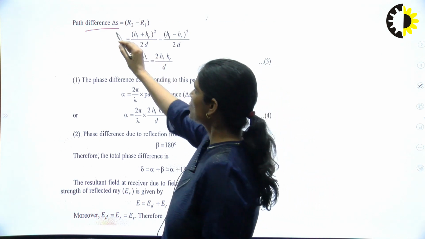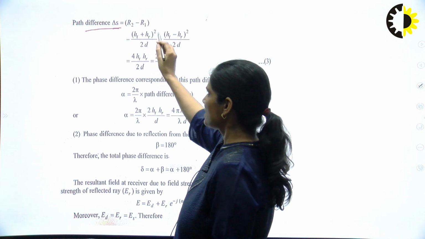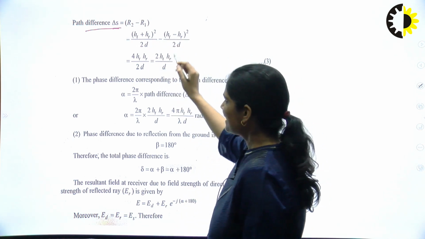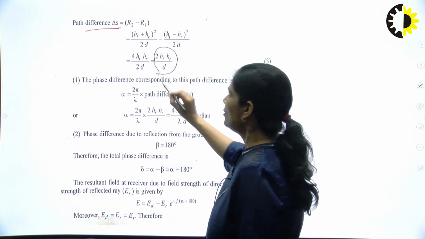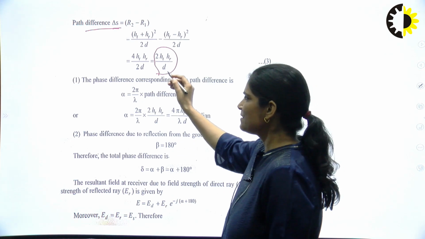The path difference is represented by delta S, which is equal to (HT plus HR) square upon 2D minus (HT minus HR) square upon 2D. We can calculate it and finally we get 2 HT HR upon D. So this is the path difference.